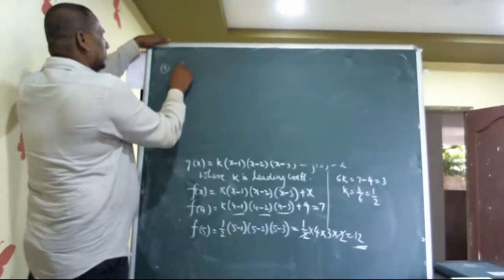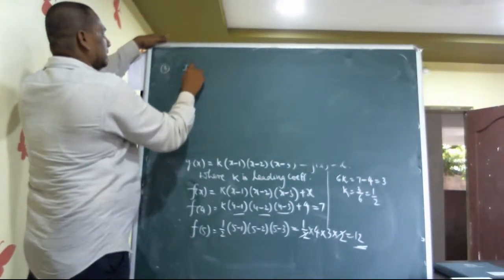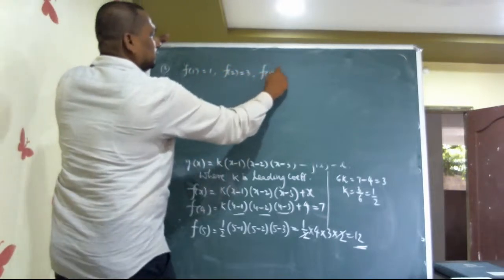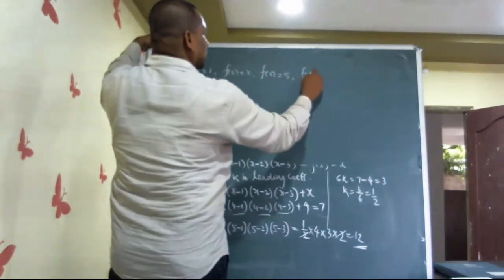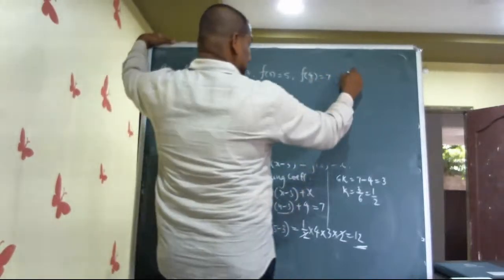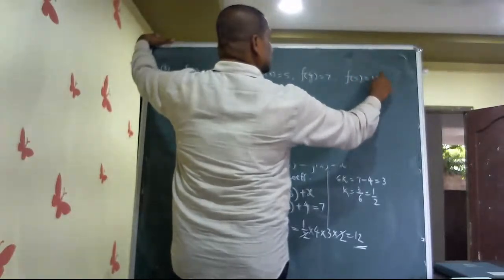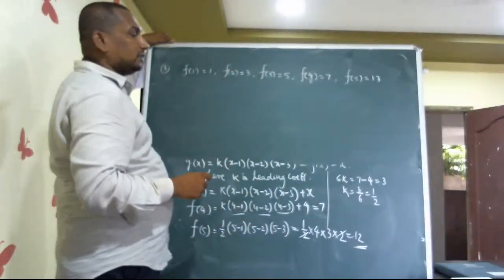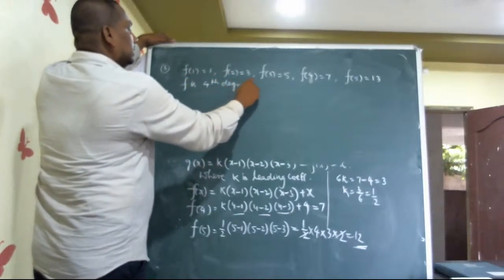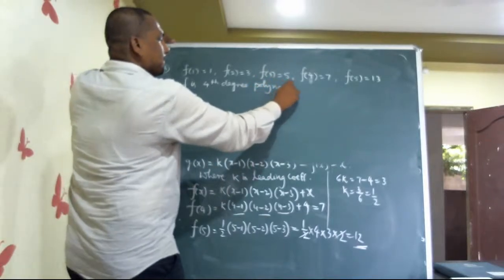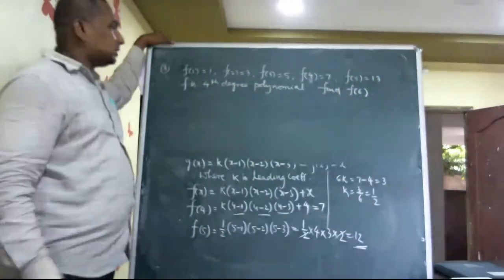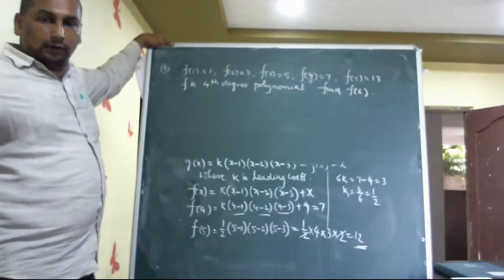Same question. f of 1 is equal to 1, f of 2 is equal to 3, f of 3 is equal to 5, f of 4 is equal to 7, f of 5 is equal to 13, f is a fourth degree polynomial, find f of 6. That's the question. Got it, all of you?